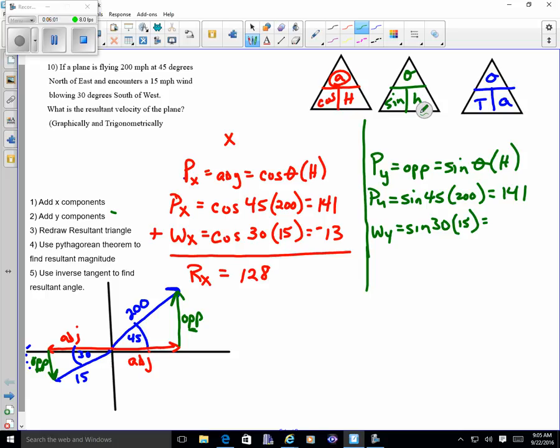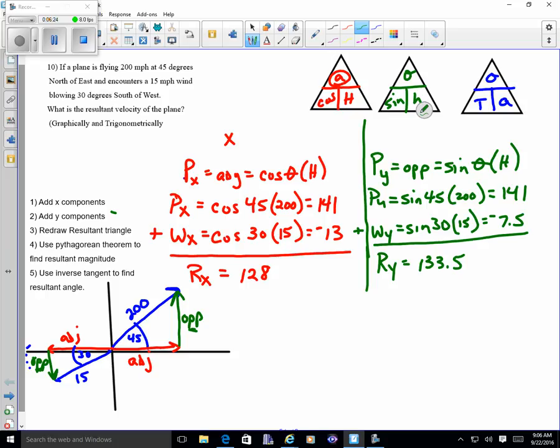So we're going to add the y's all together, and that ends up giving you a resultant in the y direction of 133.5. Well, I don't really care how much the plane's going in the x direction and the y direction separately. I want to know how fast it is going all together. So let's do number 3 now.